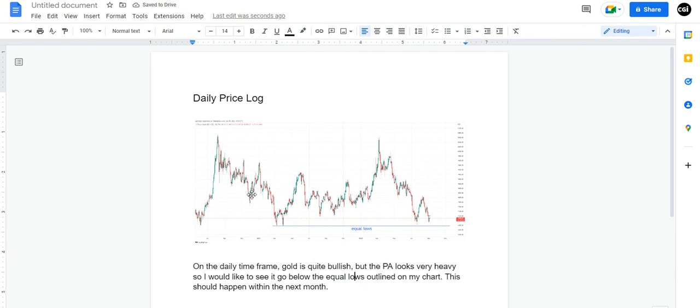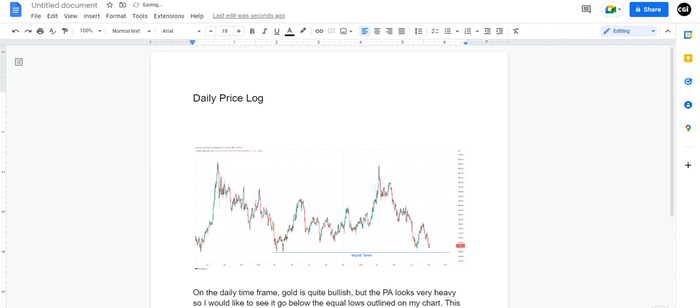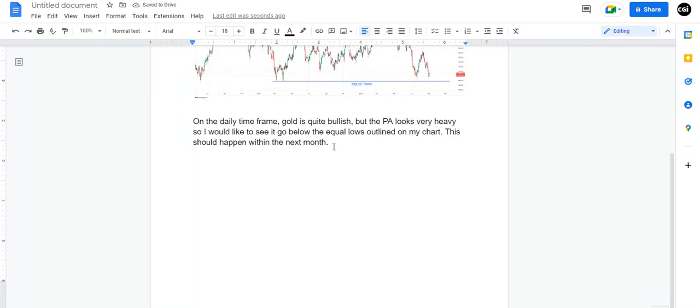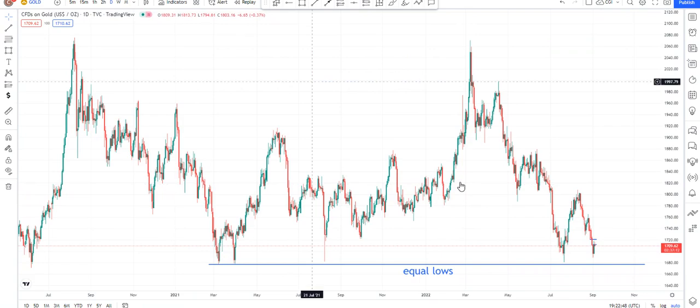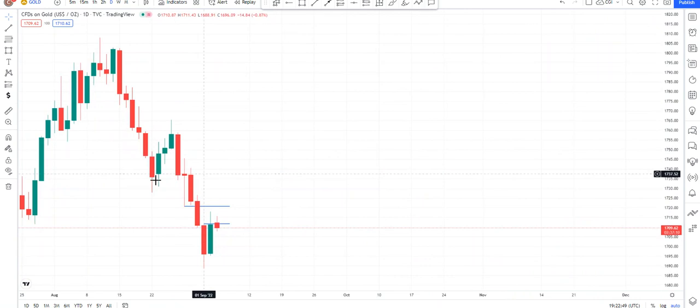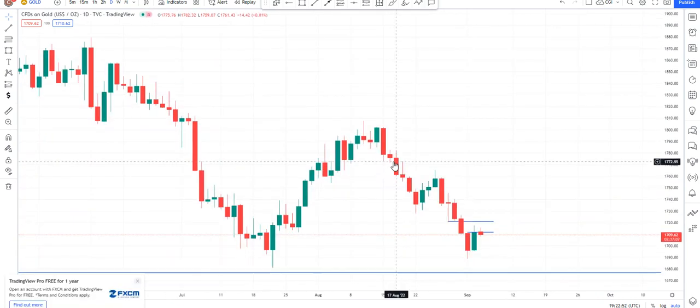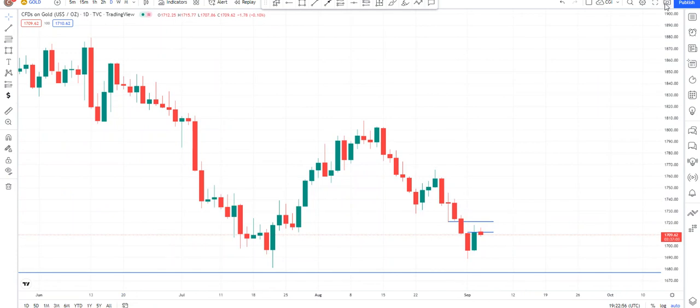So that's just it. You put in your daily price log. You can also put the date. Today's date is 5th September 2022. You go down into this place, and you can also take a capture of this as well.